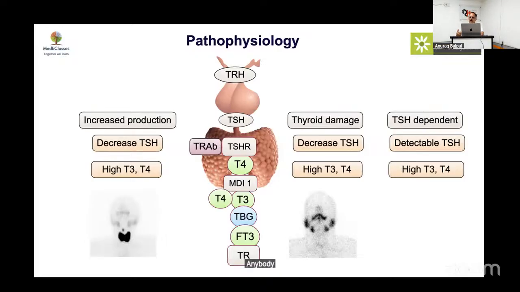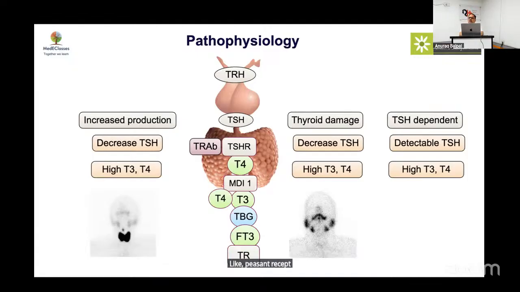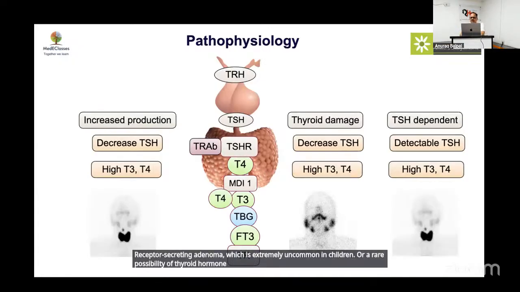Anybody who has a high FT4 should have zero TSH. If the TSH is there, we have to start thinking of other possibilities like TSH receptor secreting adenoma, which is extremely uncommon in children, or a rare possibility of thyroid hormone resistance in this scenario.